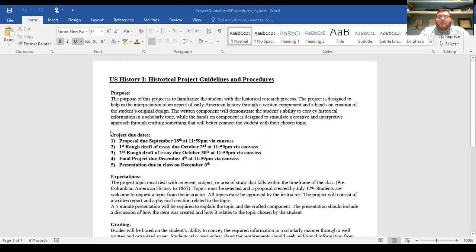And so there's going to be two portions to this project. There's a written component and then a hands-on creation of your design. The written component is designed to help you demonstrate your ability to convey historical information in a scholarly tone. And the hands-on component is designed to help stimulate your creative and interpretive side, and to help you craft something that's going to better connect you with that topic that you choose, okay?